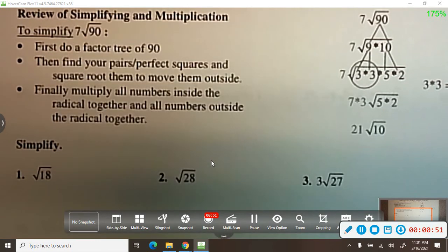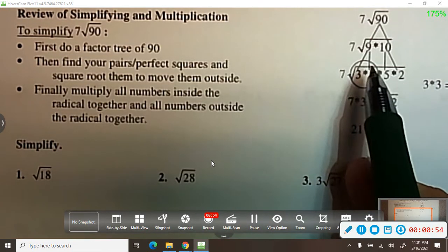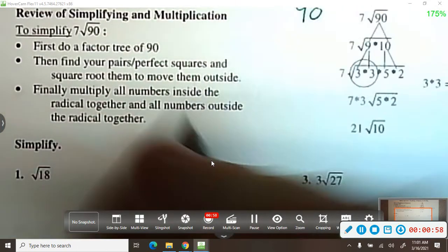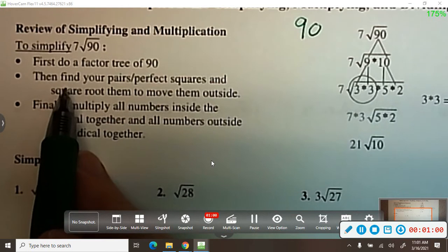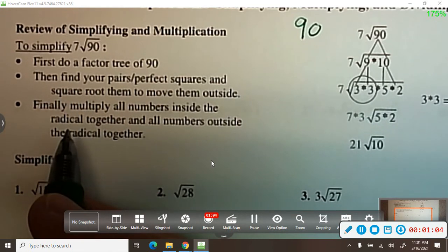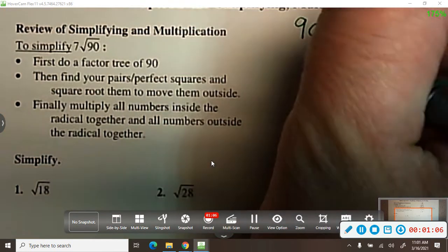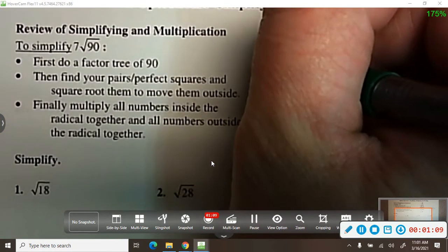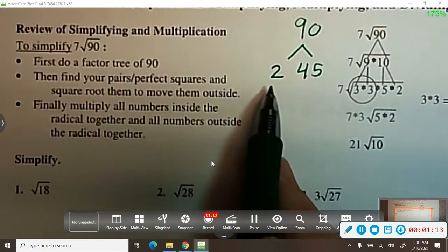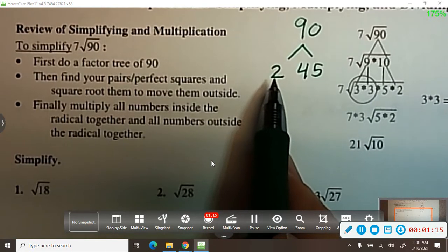And so the work is right here. If you think about 90, and this is called a factor tree. So you think about 90, I usually start with the number 2. Okay, so I think, okay, 2 times what is 90? That's 45. 2 is what we call prime, so we could stop.